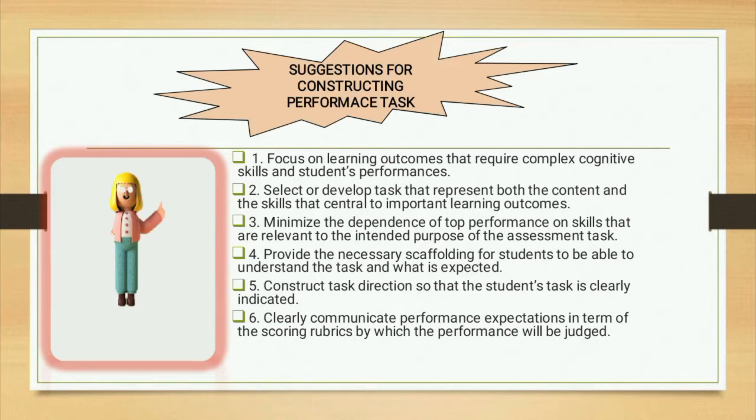First, focus on learning outcomes that require complex cognitive skills and student performances. Tasks should be selected in light of learning outcomes, and used to assess learning outcomes that are not adequately measured by less time-consuming approaches. The second one is to select or develop tasks that represent both the content and the skills that are central to important learning outcomes. Meaning, we should select or develop tasks that emphasize the content or the skills that are important to learning outcomes.